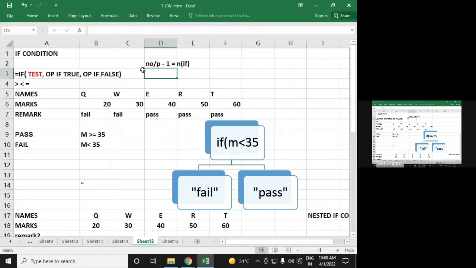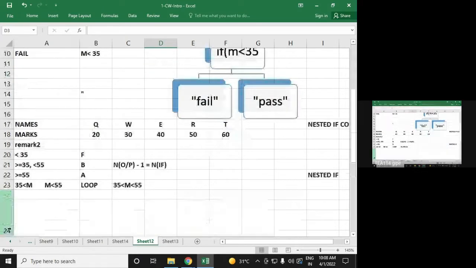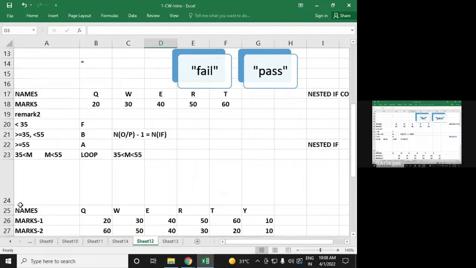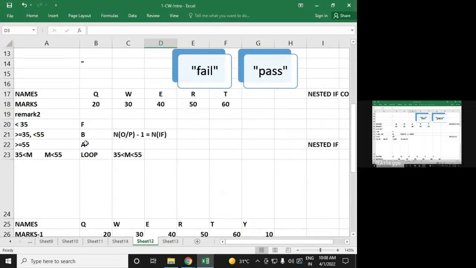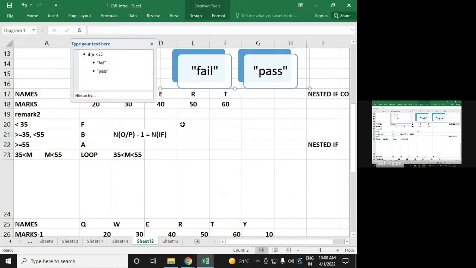Okay. So let's say we have the grade criteria, as in example 2, let's say it is F, B and A. Less than 35 is F, between 35 and 55 is B, and more than 55 is A grade. So now how do we think about it? Let's again think about it using the tree.